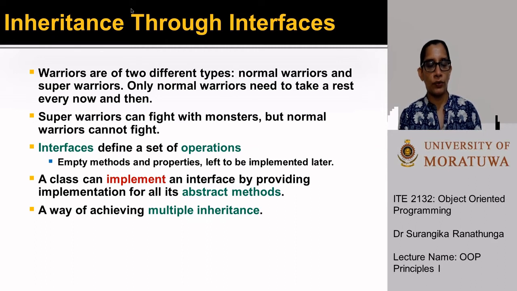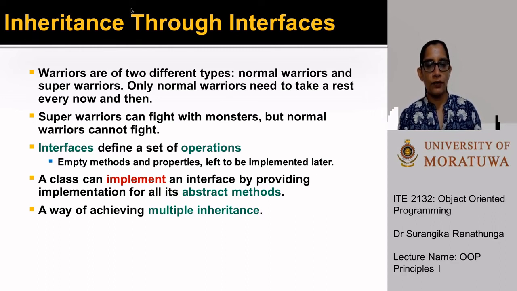So we had the subclass-superclass relationship where monsters and warriors are game inhabitants. In other words, a Warrior is a GameInhabitant and a Monster is a GameInhabitant. So both warriors and monsters extend GameInhabitant. And now we see another subclass-superclass relationship here. Warrior has two subclasses, NormalWarrior and SuperWarrior. Normal warriors need to take a rest now and then, and the super warriors don't have to take a rest. And super warriors can fight with the monsters.